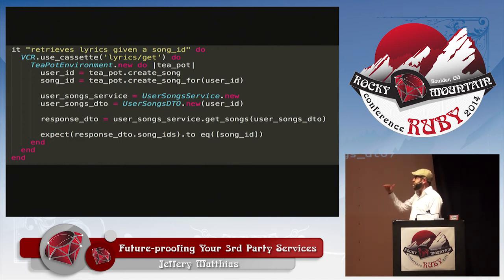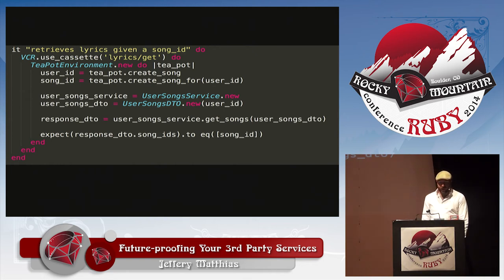the top in a VCR cassette. And VCR, if it doesn't have a cassette, and the cassette's just the name for the YAML file, it will go and record it. Otherwise, it will just assume that you're trying to hit the cassette, and it'll work against that instead. So what we've done here is you can see the top couple lines inside the block are creating the thing. We've got some setup on our services. The line that starts with response CTO is our kickoff, and then we have an expectation.